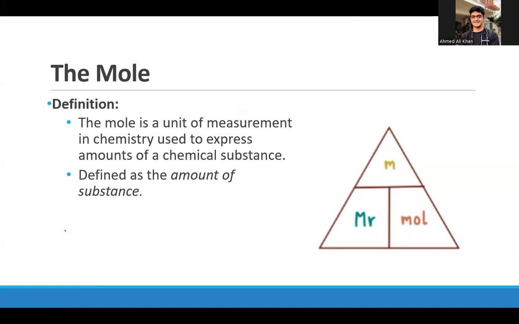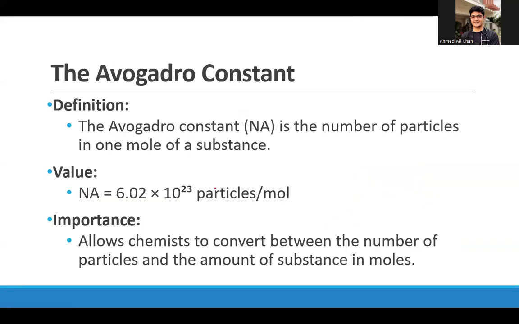So let's go with the mole. The mole is the most important concept in chemistry, specifically to perform all stoichiometric calculations. You need to know what the mole is. The mole, by definition, is the amount of substance. It is a unit of measurement in chemistry used to express amounts of a chemical substance.